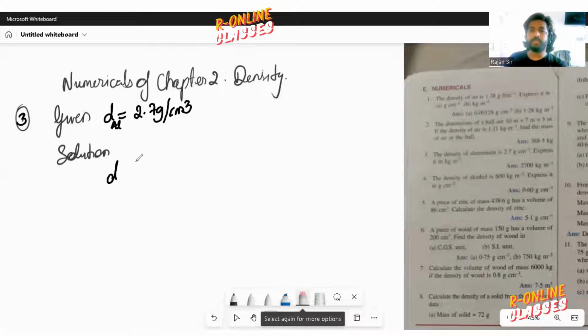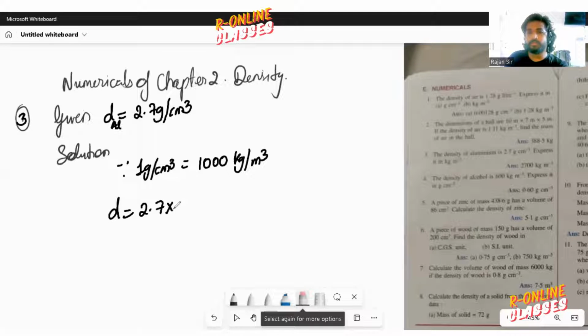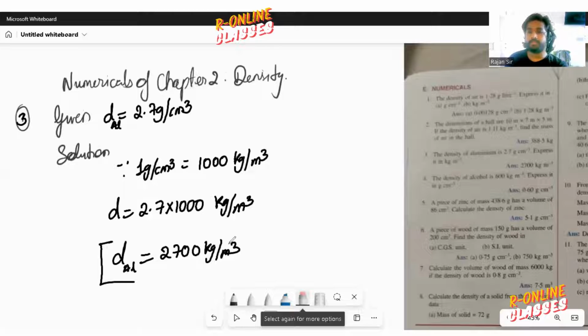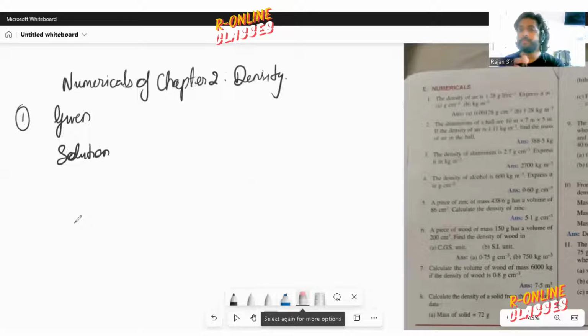So we have density. We know the conversion, since we know 1 gram per centimeter cube is 1000 times kg per meter cube. Once you write the conversion, then you write density is equal to 2.7 into 1000, and you write the unit as well. Then you convert this, which is 2700 kg per meter cube, and that's your answer for aluminium in SI unit. Easy. Let's go to the next one.